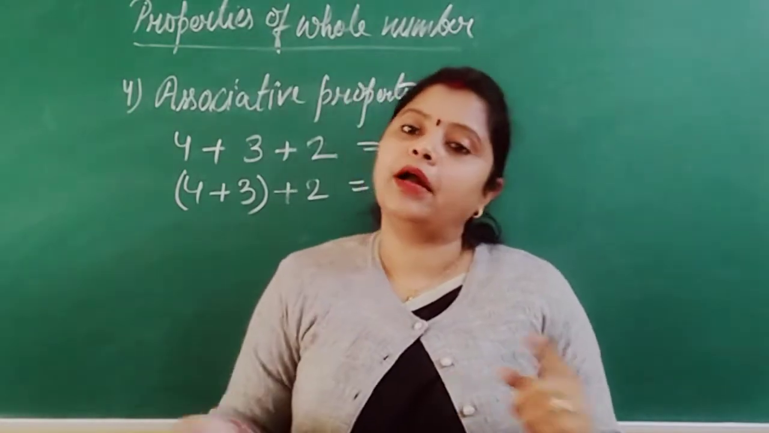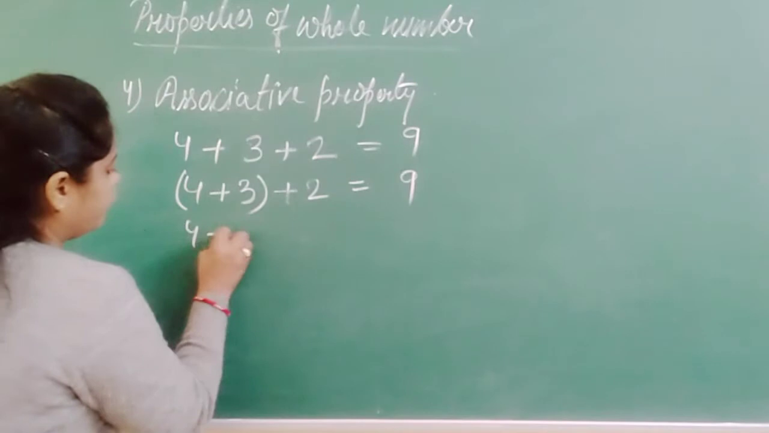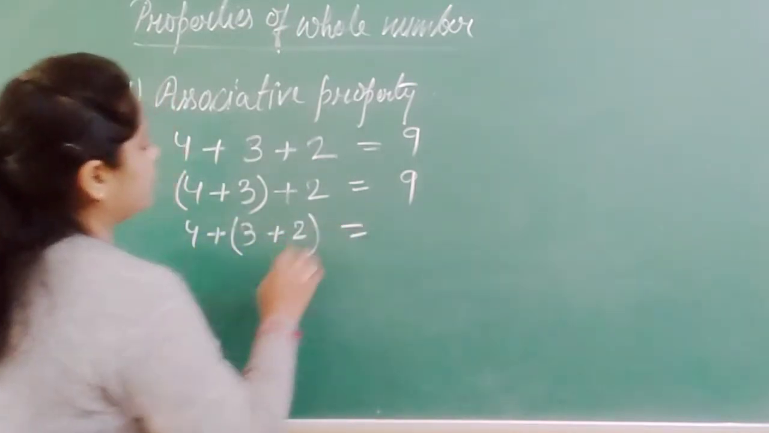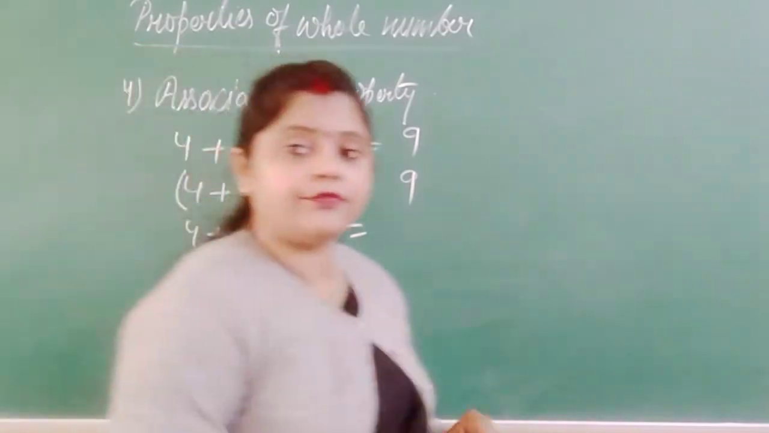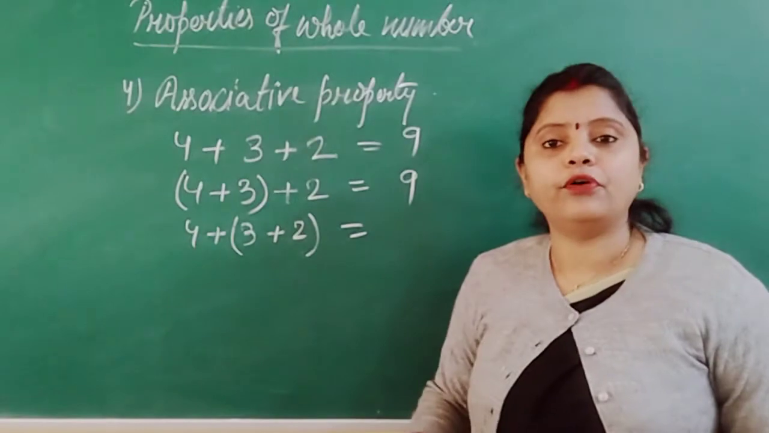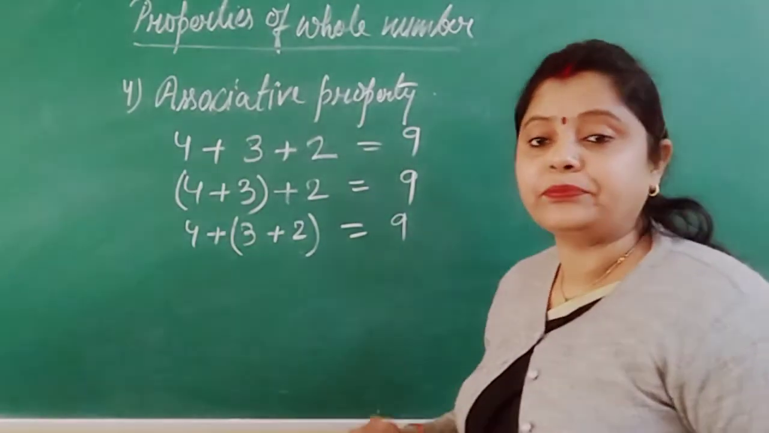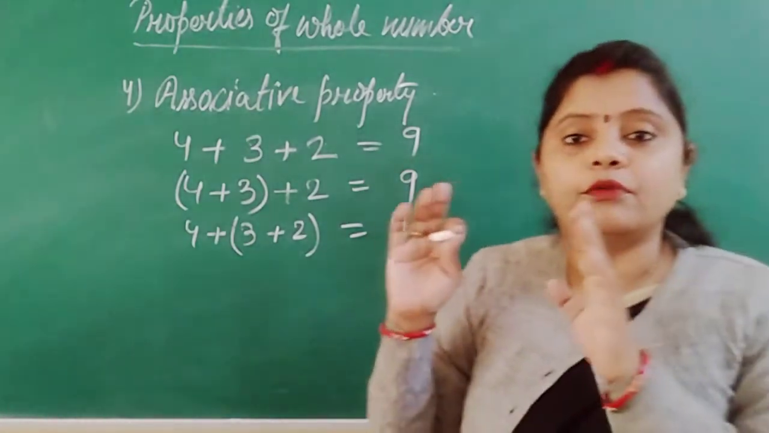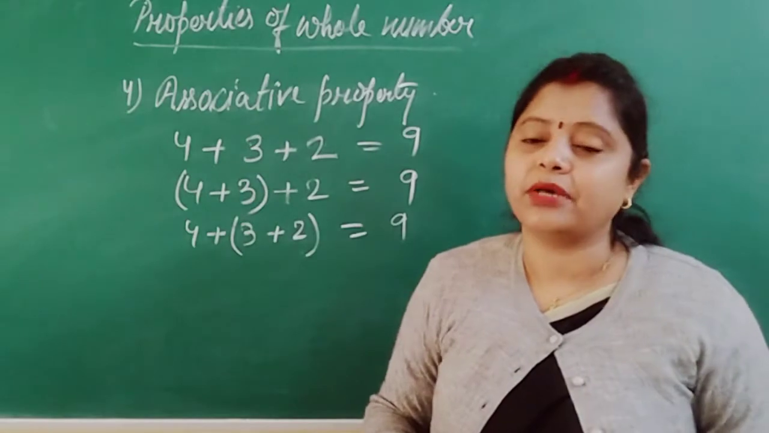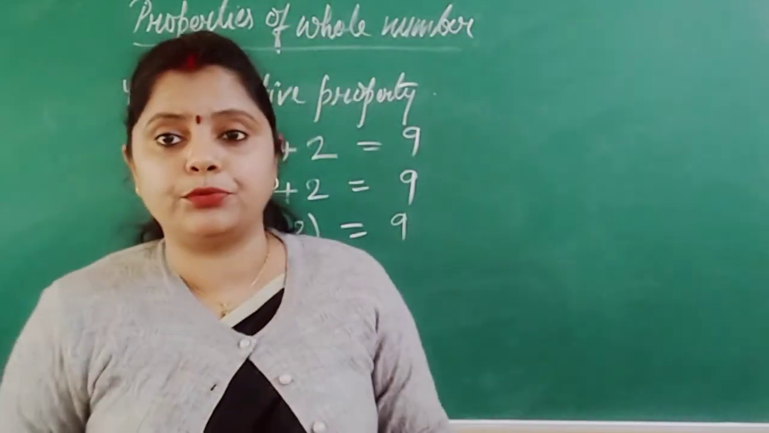Now let us group other numbers. See here. If I group like this, 4 plus 3 plus 2 with the bracket around 3 plus 2. Now in this case, first we have to solve the bracket. So 3 plus 2 is 5 and 5 plus 4 is 9. So here also we are getting 9. So you can see here, whatever grouping we do, we will get the same answer. Now it depends on us how we do the grouping.